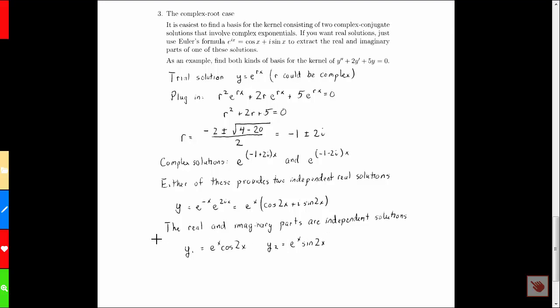Next time, we will see how to generalize this technique by using Laplace transforms.